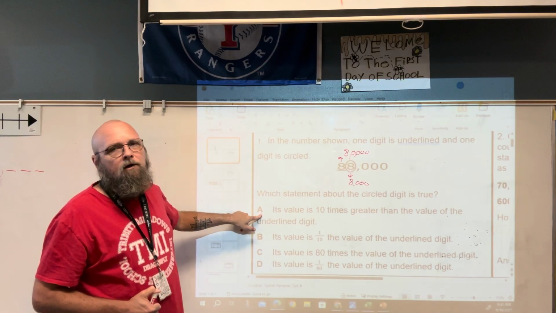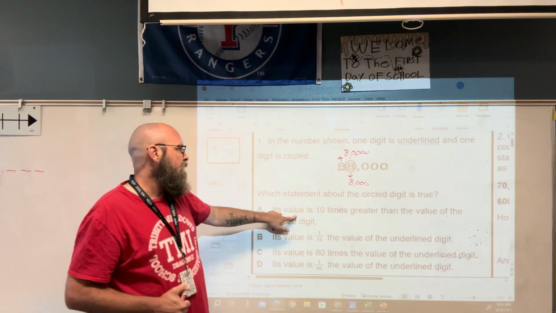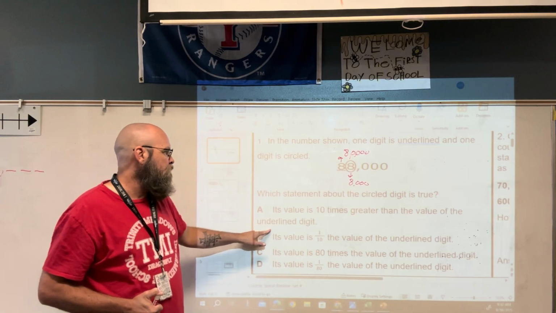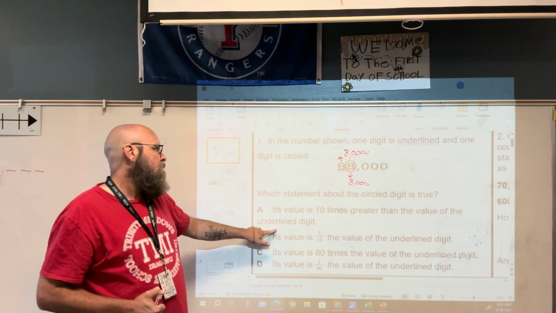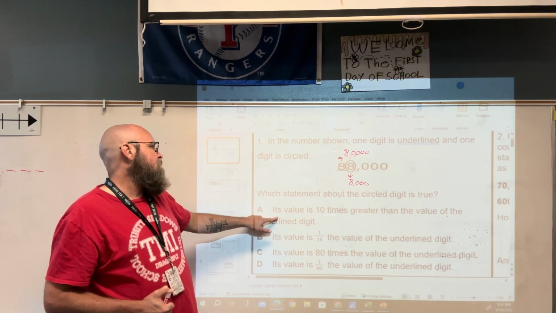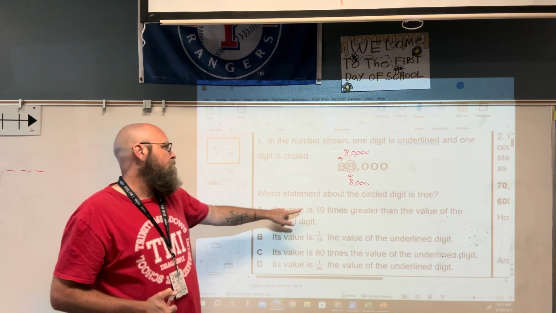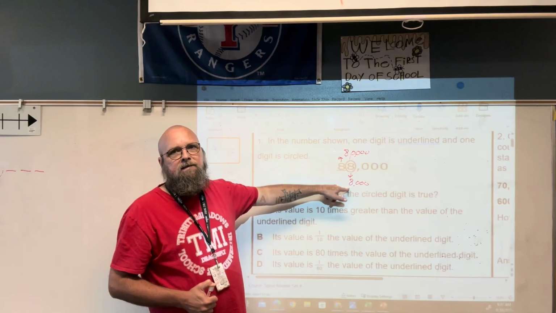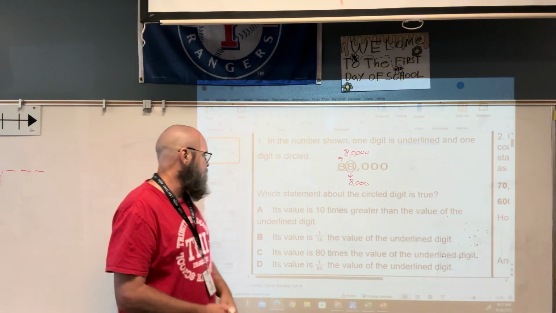So if we look at our answer choices first, the value is 10 times greater than the value of the underlined digit. Its value is 10 times greater than the underlined digit. Is this 10 times greater? Is 8,000 10 times greater than 80,000? No.